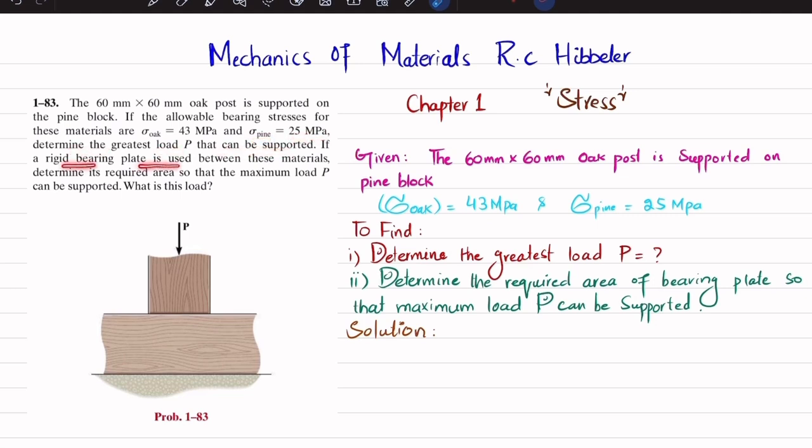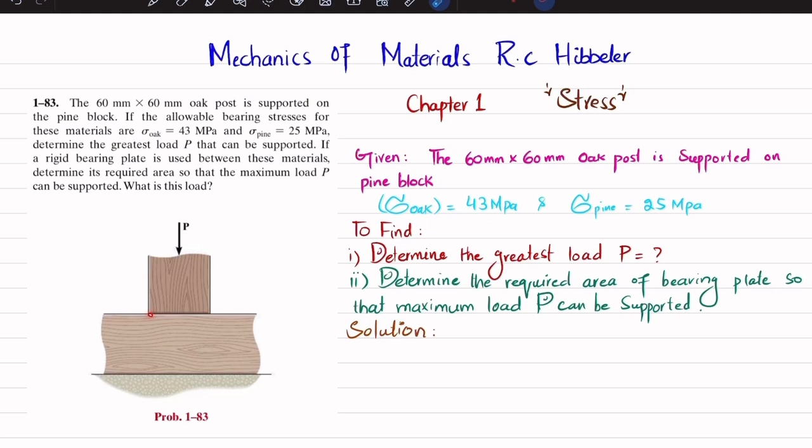If a rigid bearing plate is used between these materials, determine its required area so that a maximum load P can be supported. What is that load? So you can see this is an oak post and that is supported by a pine block, clear, and there is a P load applied on it. The allowable bearing stresses of both materials are given, so you have to find the largest load P that can be applied.